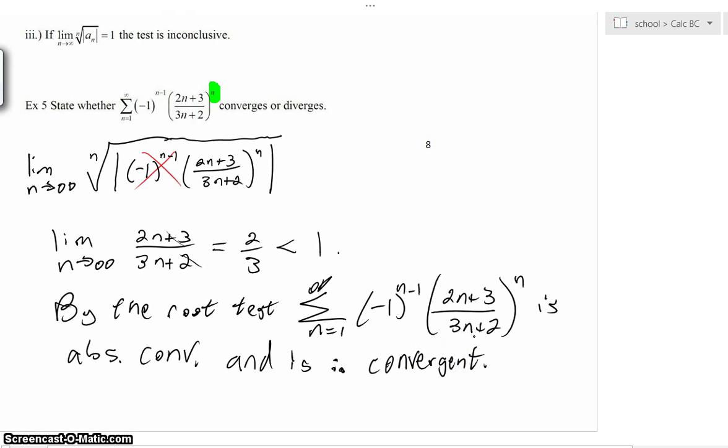So there you have it, two very helpful tests for convergence. Especially on the AP exam, the ratio test is without a doubt the most frequently used test on FRQs by far.